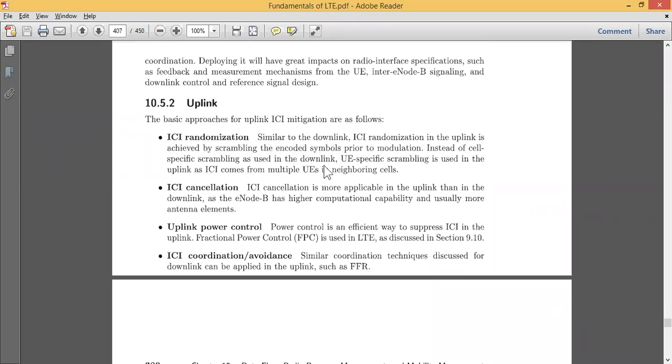Okay, but not in terms of downlink, we do it in the uplink. Whatever explanation we have seen above can be achieved by scrambling the encoded symbol, not the decoded symbol, and you need to go for encoding before transmission, before modulation. Now, instead of cell specific scrambling which is used in the downlink, here we go for user equipment specific scrambling which is used in the uplink.